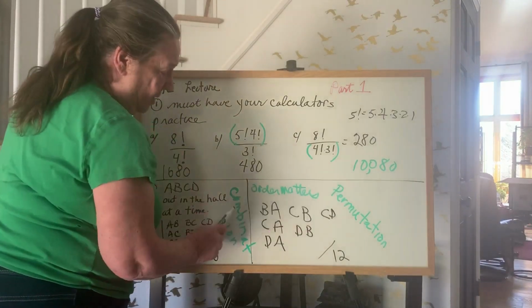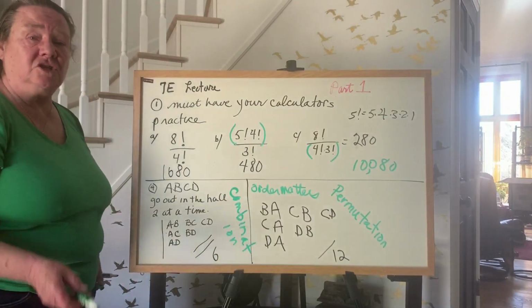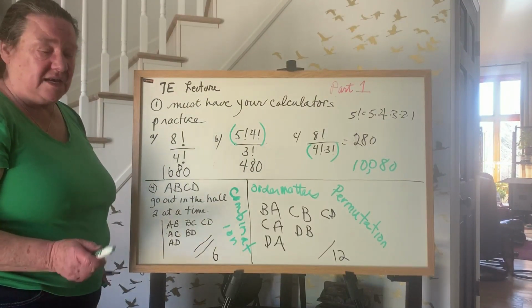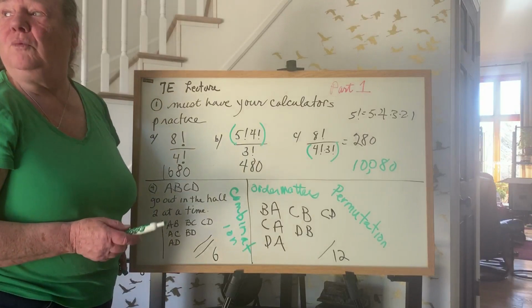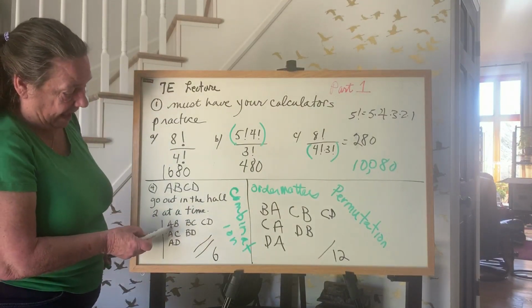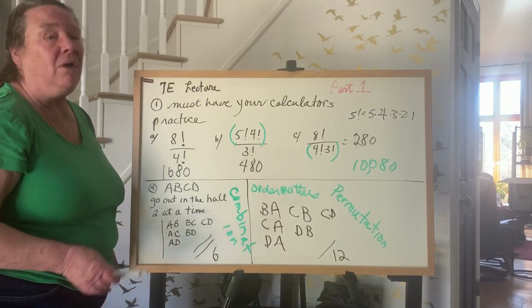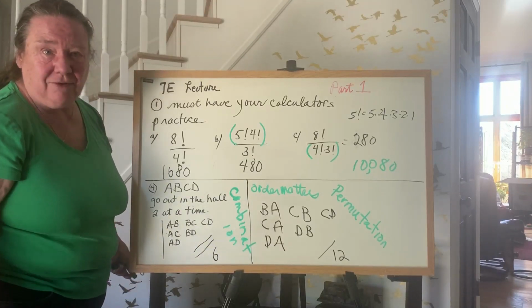Both of these new items, combination and permutations, have no repeats. None. So, for instance, a repeat would be Abigail, Abigail. Obviously, that's not 2 different people, and they're not going out in the hall together.